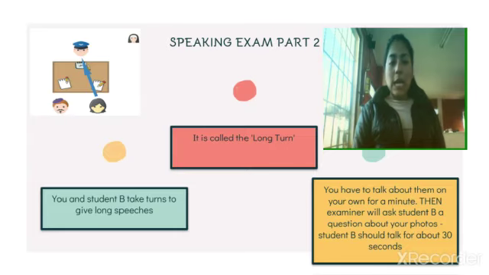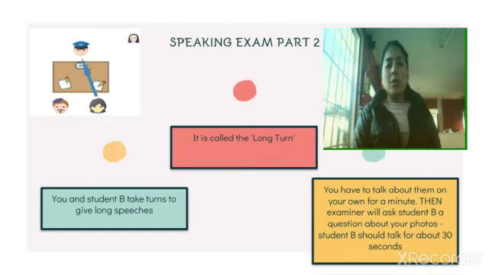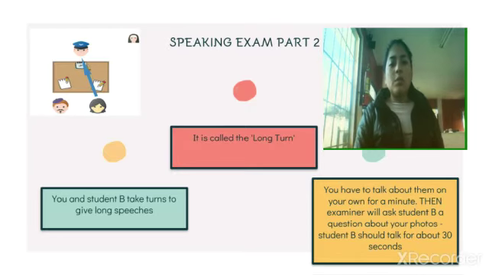My name is Michelle Galor and now I'm going to talk about speaking exam part 2. Part 2 of the FCE speaking test is called the long turn because you and student B take turns to give long speeches. You get 2 color photos and you have to talk about them on your own for a minute. When you finish, the examiner asks the other student, in this case student B, a question about your photos. Student B should talk for about 30 seconds.